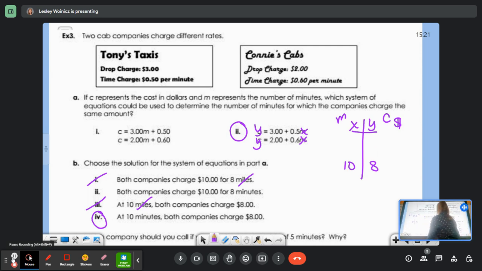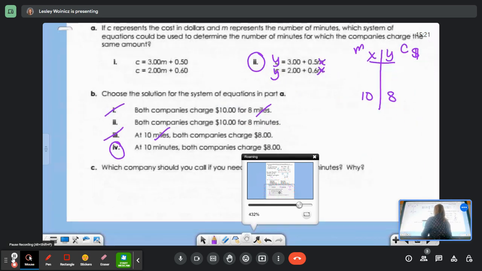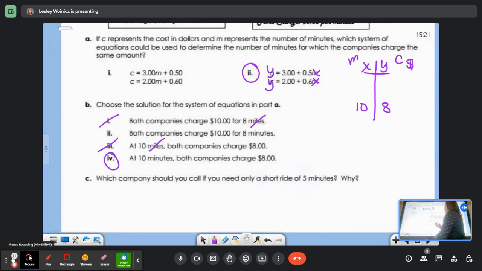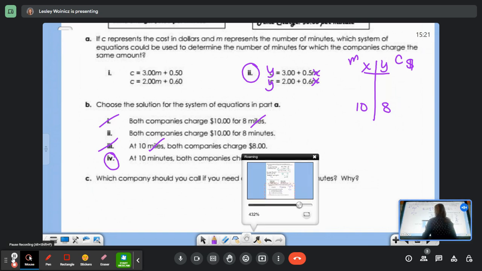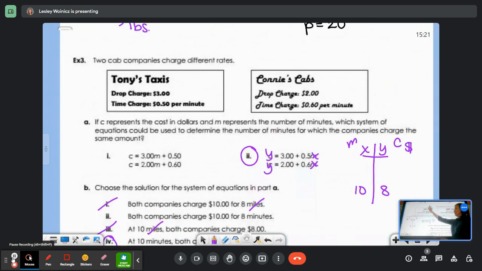All right, last question. You're saying Connie's cab if we only need a short ride. Why? It costs you $5. If we're looking at who's cheaper for a short ride, Connie's starts out low but increases faster. So until we get to 10 minutes, she's going to be cheaper. After 10 minutes, Tony's going to be cheaper. Got it? All right, write that in your own words.